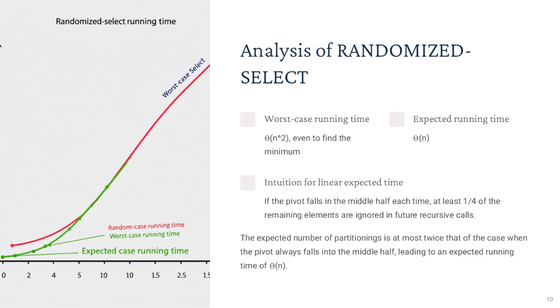On average, the expected number of partitionings is about double the ideal case, where the pivot always lands in the middle half. Since each partitioning involves fewer and fewer elements, the total work done across all recursive calls sums to big theta of n. This makes randomized select a practical and efficient solution to the selection problem.